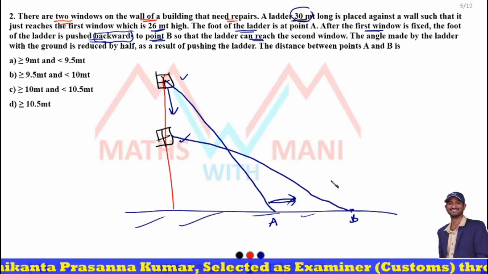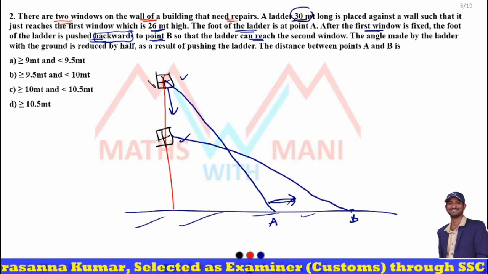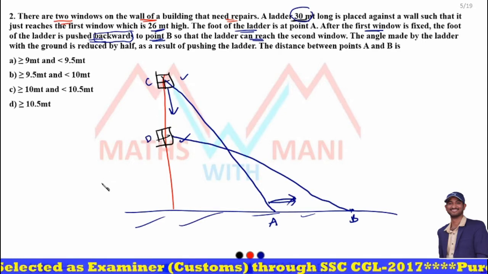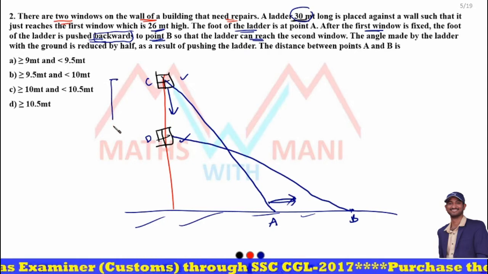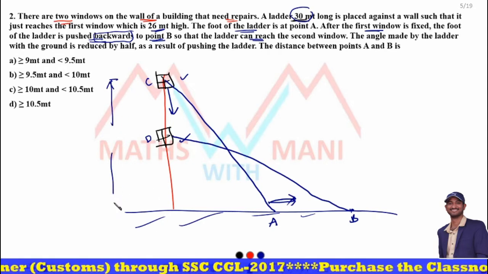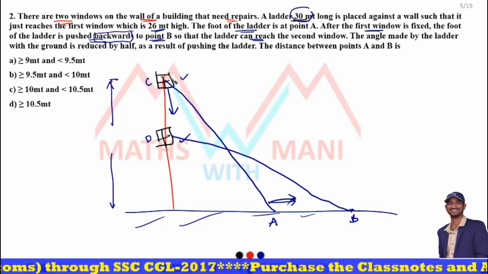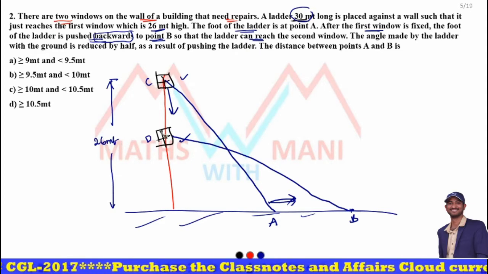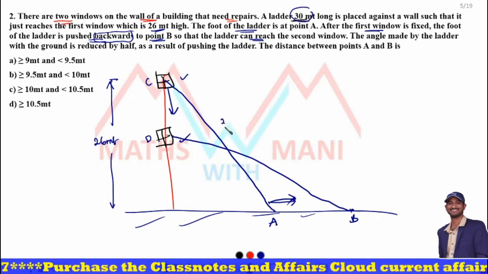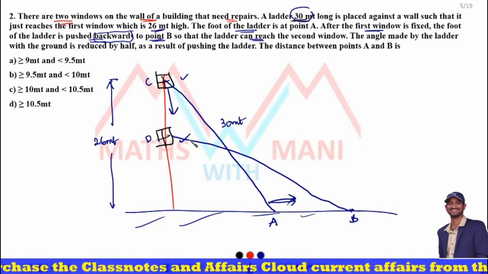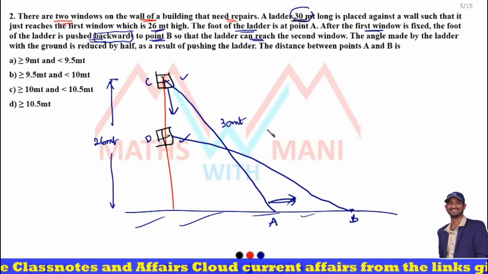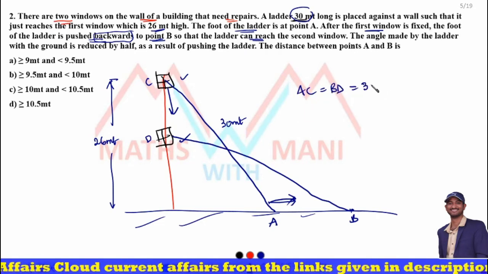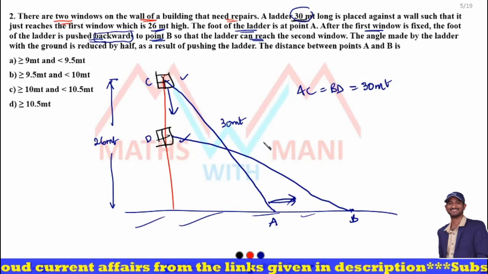Clear? So what is the first window here? This is the first window. Suppose C is the first window and D is the second window. The distance from the ground to window C is 26 meters. And what is the length of the ladder? It is 30 meters. AC is also 30, and BD is the same ladder. So AC and BD both are the length of the ladder, both equal to 30 meters.